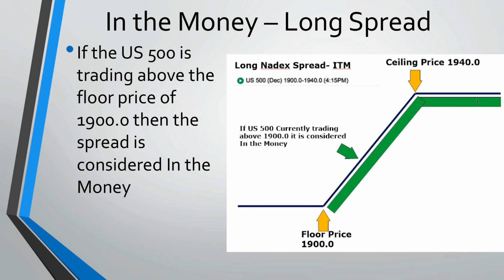If the indicative index was trading at 1980, this spread would still be in the money. It's because it's somewhere in the money. It has, and we'll get into this in the next few slides, intrinsic and extrinsic value. But that's why we're coming up with these definitions first.